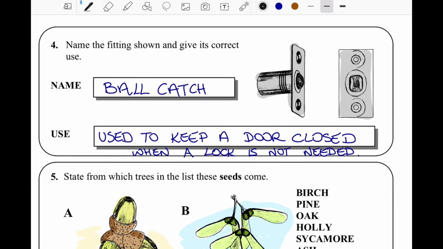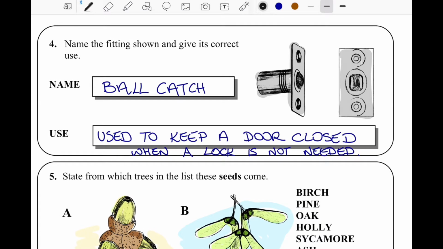This guy then, you would have come across it in our fixtures and fittings chapter, although we haven't looked at it too often. What is it actually called? It's called a ball catch, okay? And what actually happens is that in use, this little ball section here pops in and pops out.